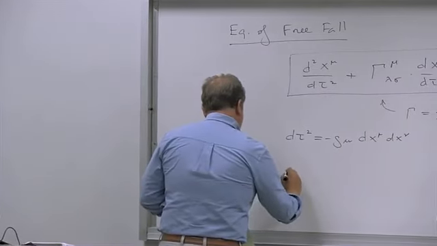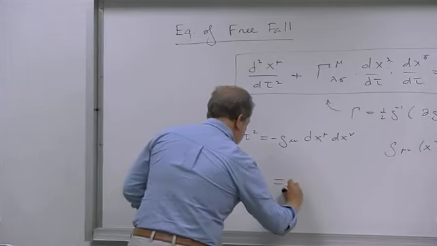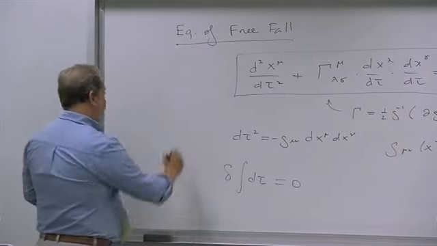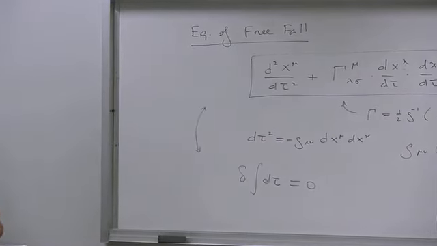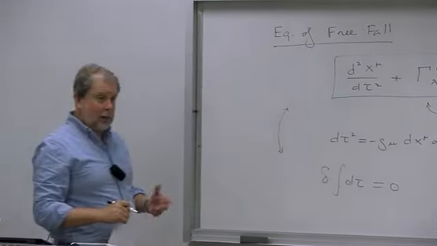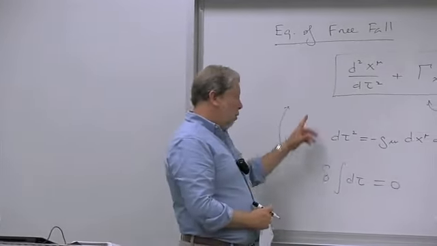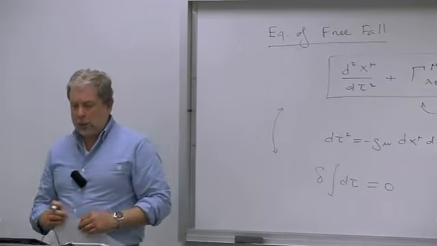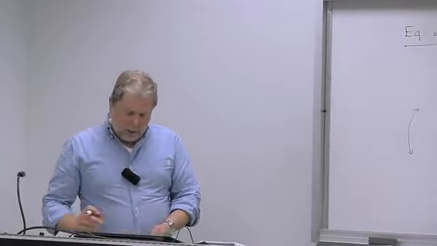So in other words, all bodies follow the equation that the variation of the integral of d tau is equal to 0. These two equations are equivalent to each other, right? We spent some time proving that, and it is a very important ingredient and very important notion to understand that the equation of free fall is equivalent to the equation for geodesics.